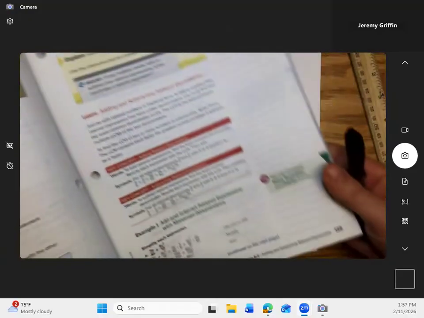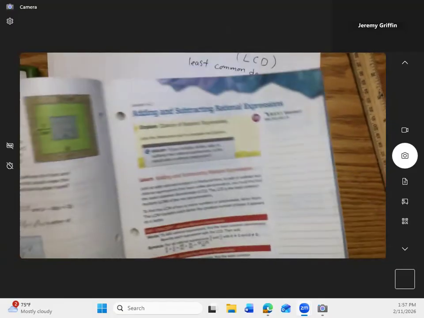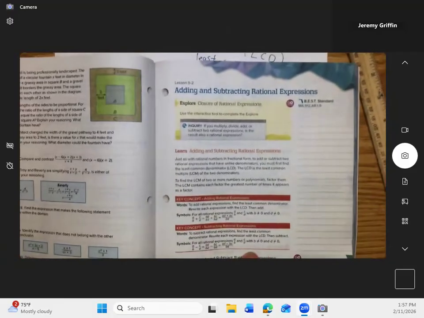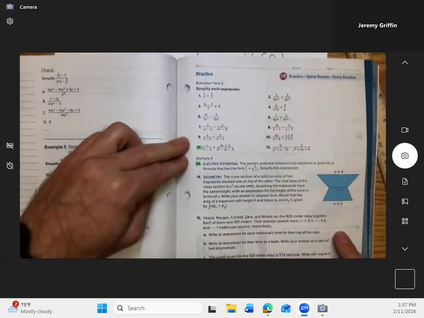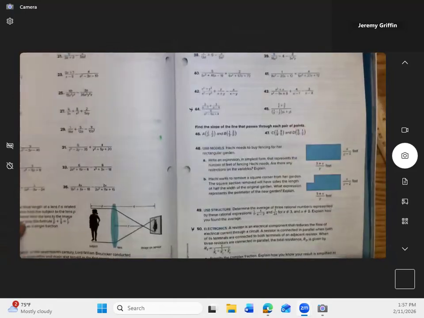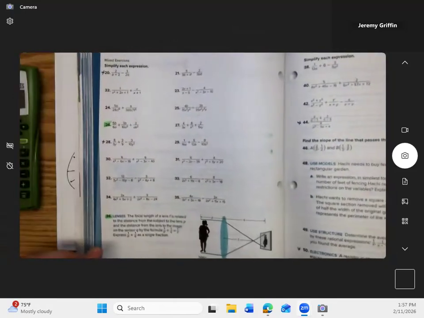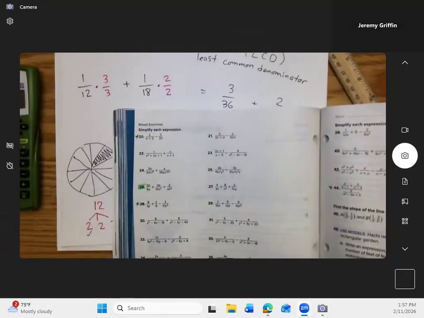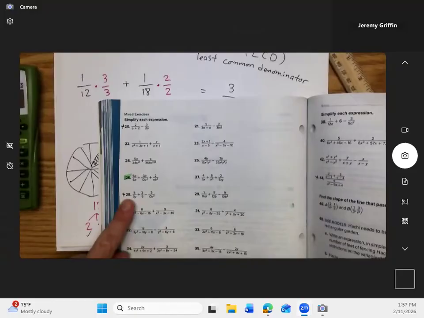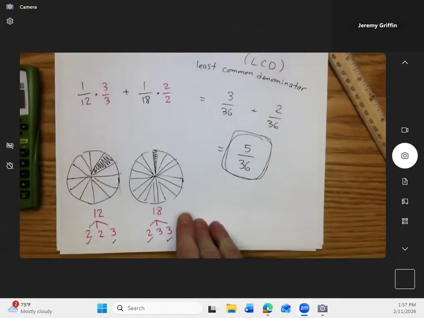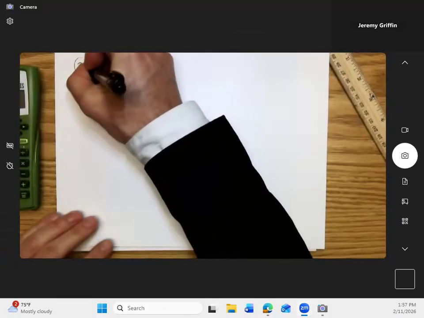Okay, so here, this is on page 125. I did already record a longer video that covers all the examples at the beginning, and anything that's green highlighted here, I covered all these. So I'm going to do with you guys number 28 right here. So number 28 out of your book.